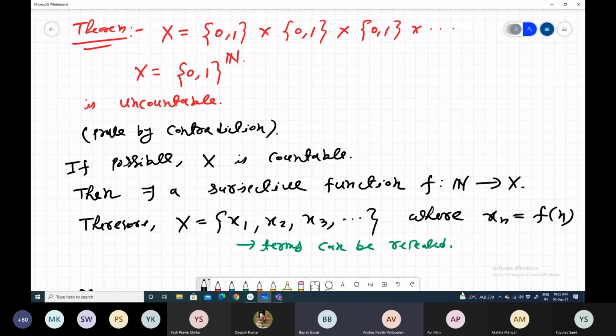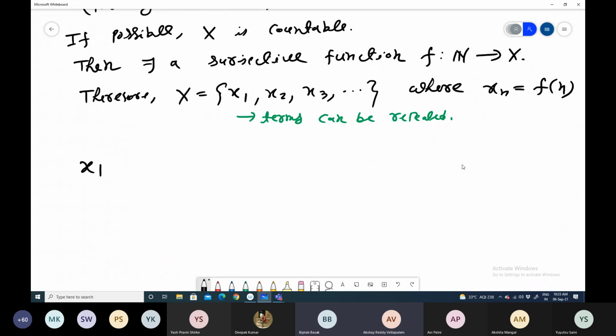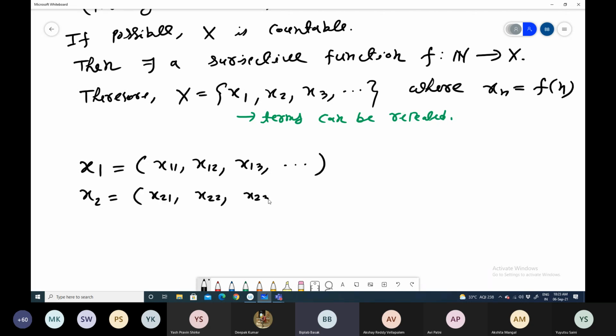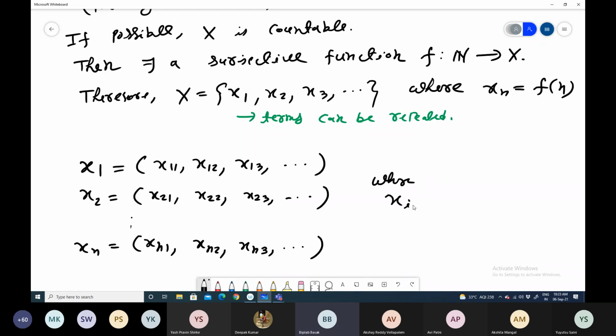Some random strings of 0 and 1. Exactly. So x1 is itself a sequence of 0, 1. So x11, x12, x13, and so on. Similarly, x2 itself is a sequence: x21, x22, x23, and so on. Similarly, xn will be xn1, xn2, xn3, where xij belongs to either 0 or 1.